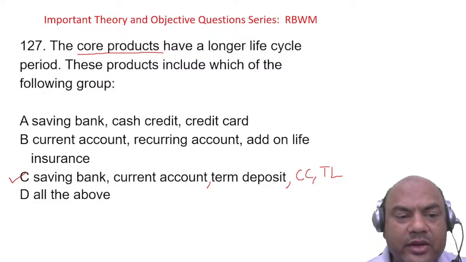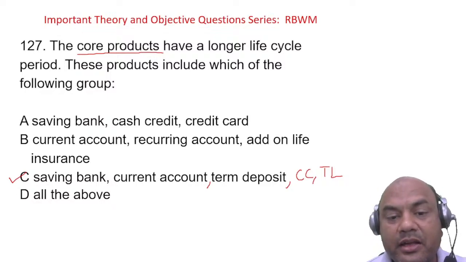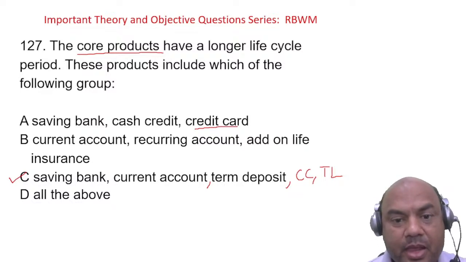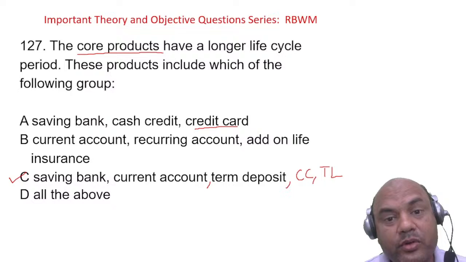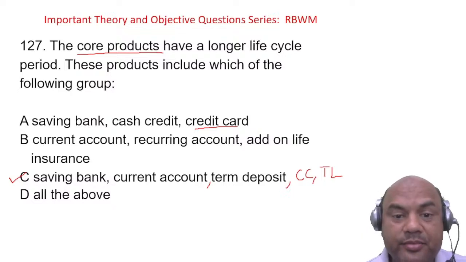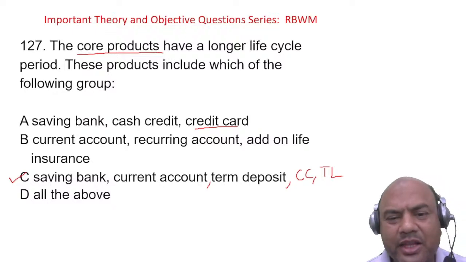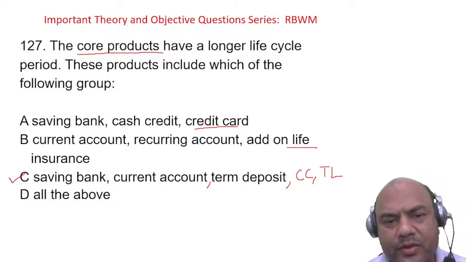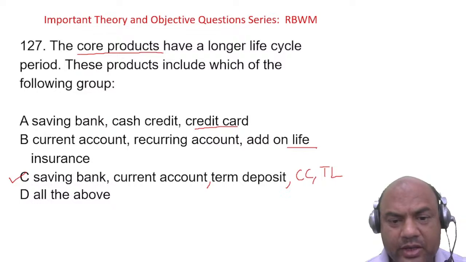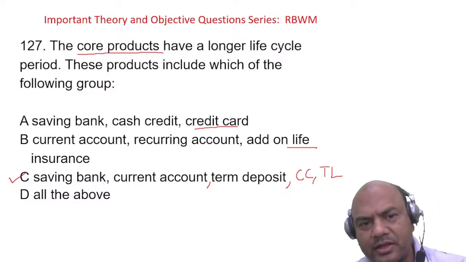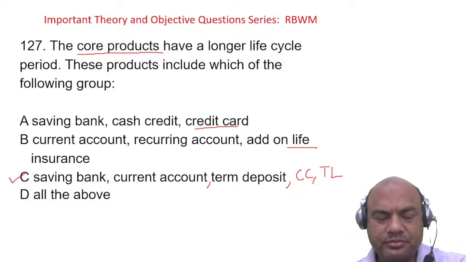You will say, sir, it was there in A also, but A had a credit card. Credit card is not a core product of the bank, at least now. In the future we don't know, it may become a core product, but right now it's not. Add-on life is also not a core product of the bank. So saving, current, term deposit, CC and term loan, you can add these also on the asset side.